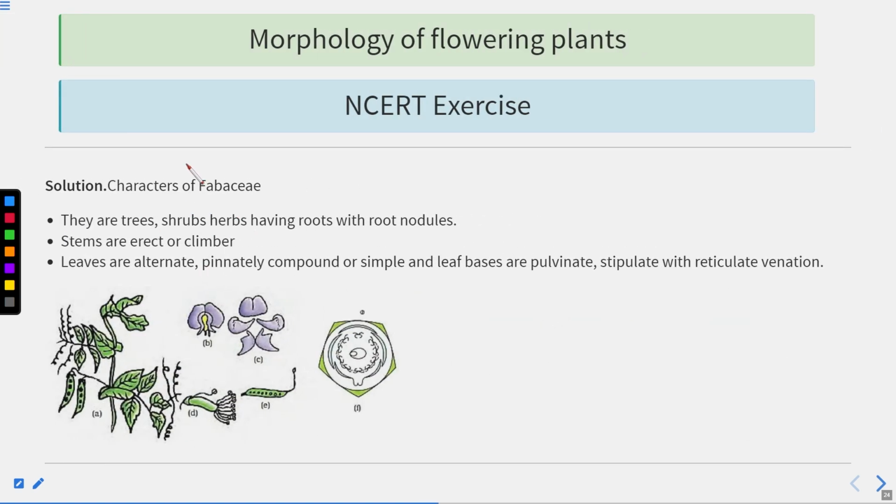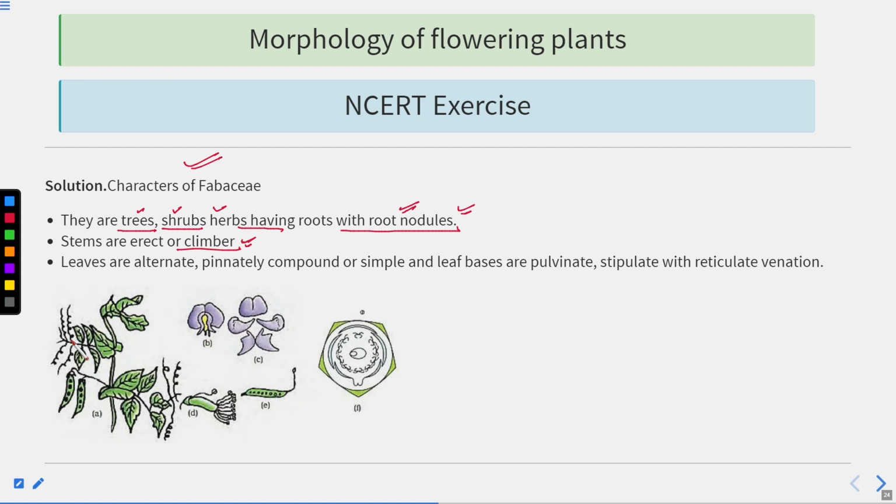So this is the Fabaceae. They are trees, shrubs, herbs having roots with root nodules. Herbs, shrubs and trees, all types of plants we can see in the Fabaceae family, and they also have nodules, very important, in the roots. Stems are erect and climber. Sometimes the stem is very erect in position and it gives rise to tendrils to climb.